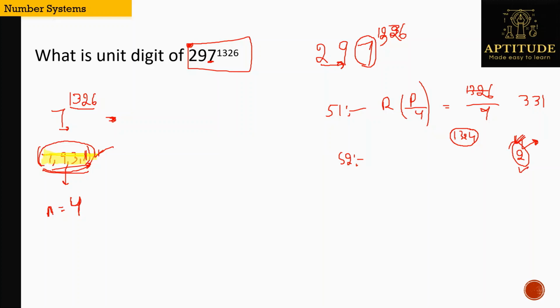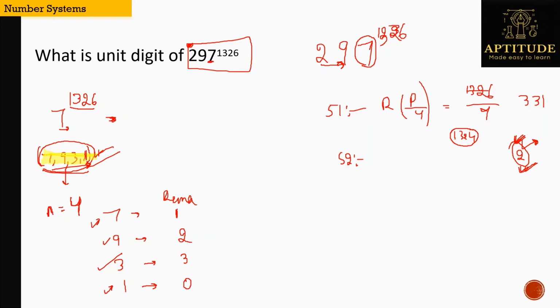So my unit digit always depends on this remainder. The power cycle is 7931. Write down the remainders here. If you got remainder 1 when dividing the power by 4, the unit digit will be 7. If your remainder is 2, the unit digit will be 9. If your remainder is 3, the unit digit will be this one. Obviously the remainder can't be 4 here, because we are dividing by 4. When you get remainder 0, the unit digit will be 1.